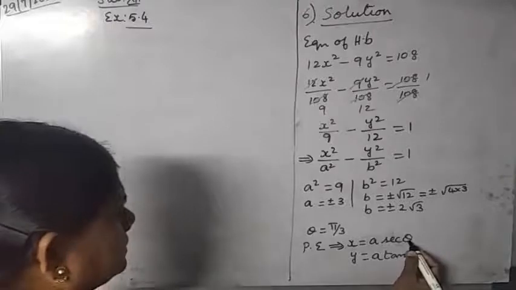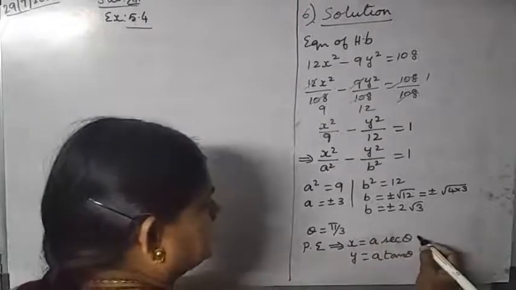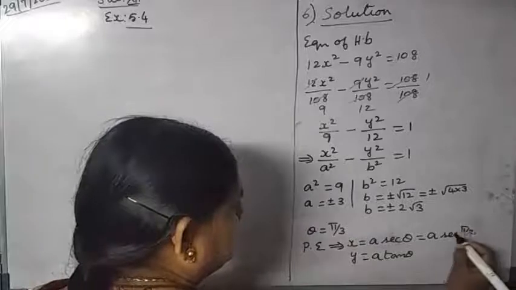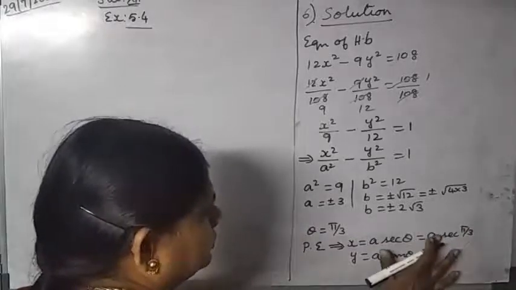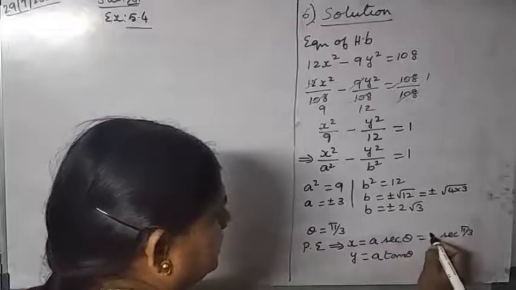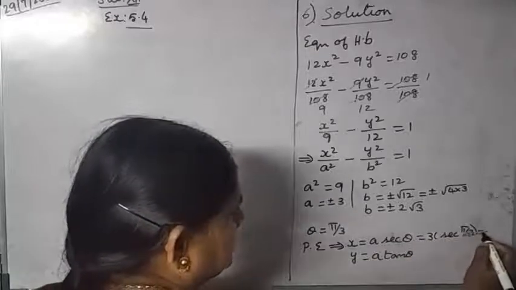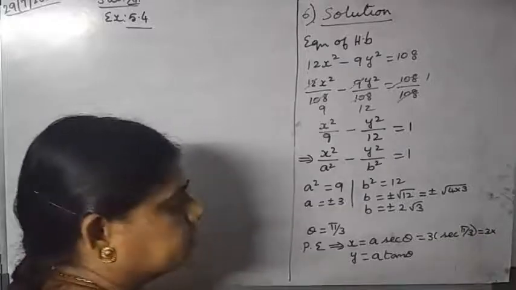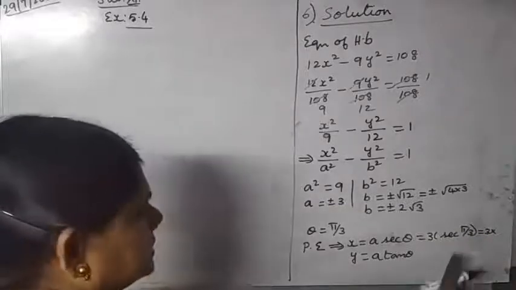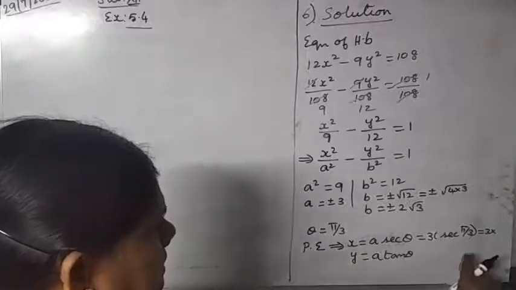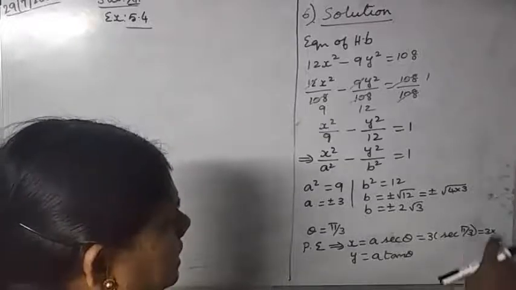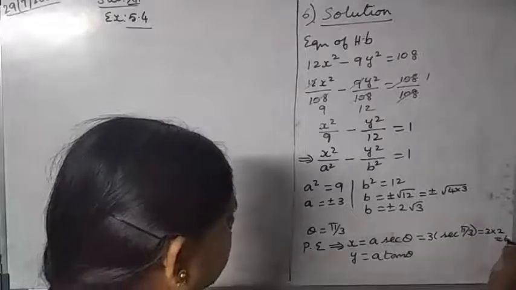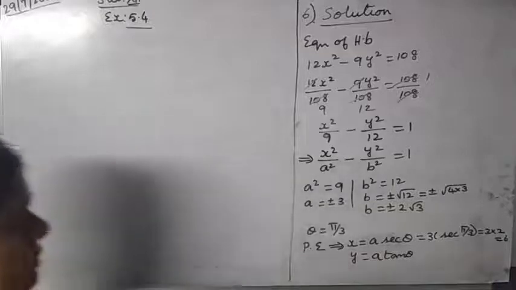See, instead of this theta, you substitute pi by 3. So x is equal to a secant pi by 3. Even we can substitute the value of a also. So, a is 3 here. Is equal to 3 into secant pi by 3, which is secant 60 degree. Secant means it is the reciprocal of cos theta. Cos 60 is 1 by 2. Therefore, taking reciprocal, it is 2. 3 into 2 is 6. So x is equal to 6.